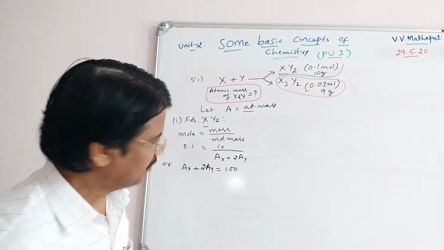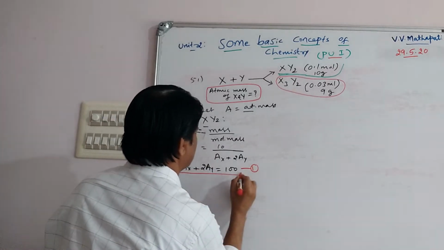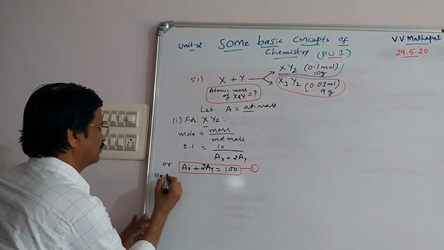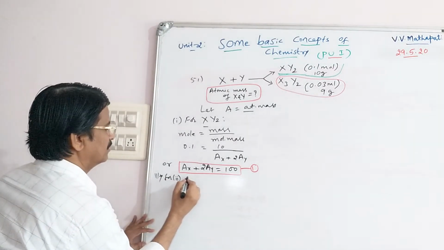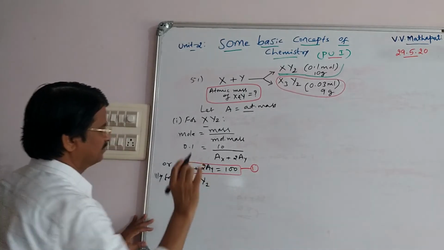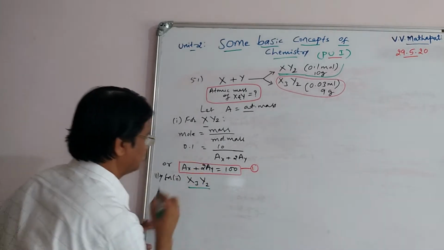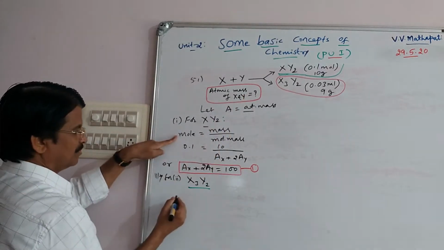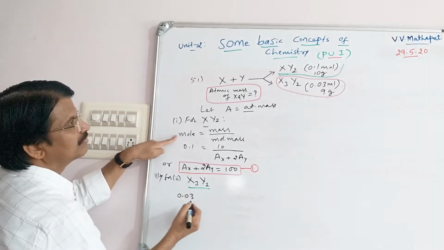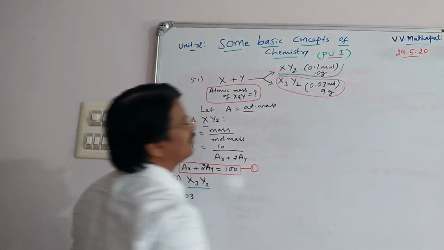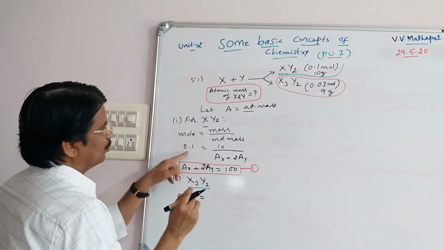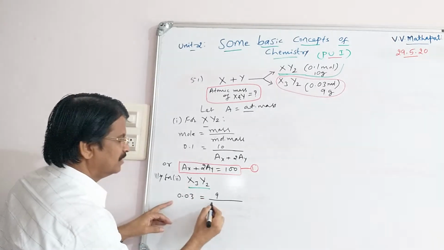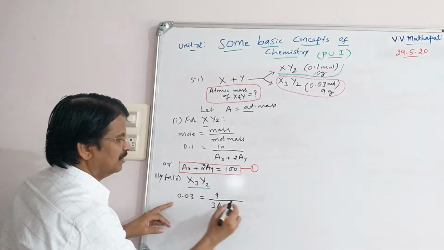This is equation 1. Similarly for X3Y2, the mole given is, sorry, 0.05 mole, not 0.03. So 0.05 mole equals mass 9 gram divided by the molecular mass, 3 moles of Ax plus 2 moles of Ay.